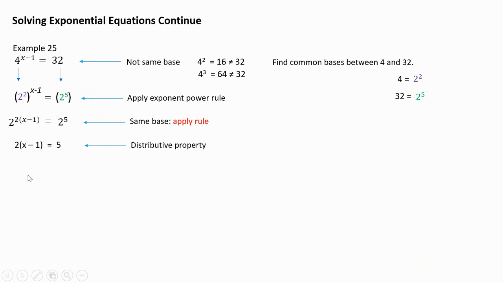So 2 times x will give us 2x minus 2 equals 5. We add 2 to both sides. So 2x equals 7. We divide both sides by 2. So x equals 7 over 2.